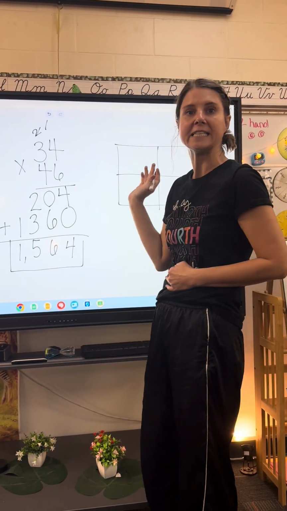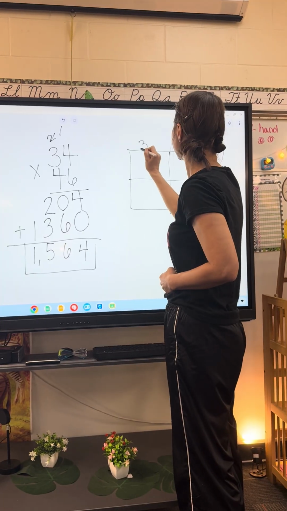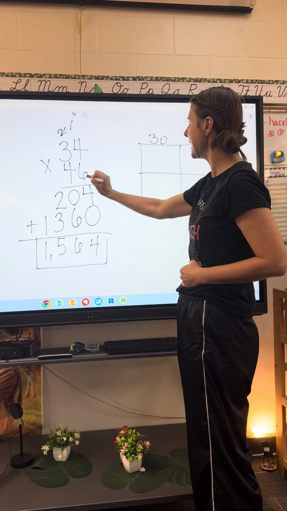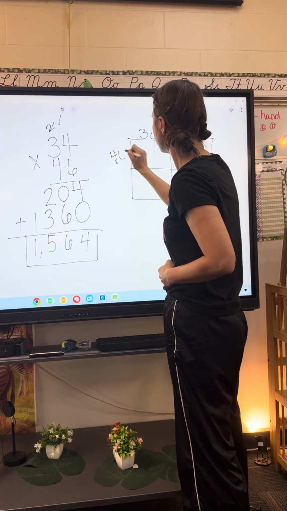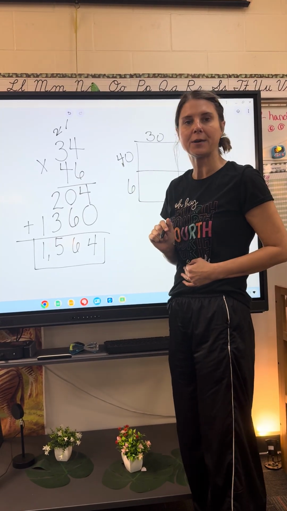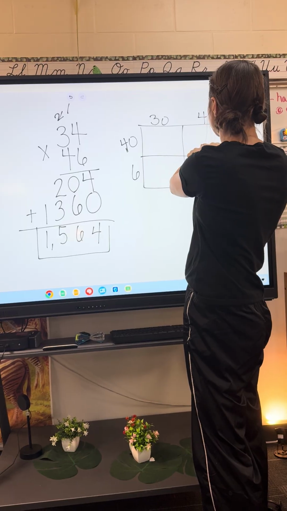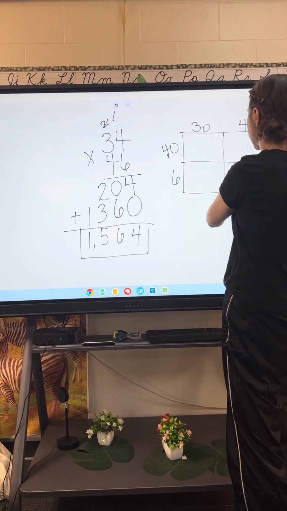So 34, we're going to decompose that number. That 3 is not just a 3, it is a 30. That 4 is just a 4. Now 46, that 4 is not just a 4, it is a 40. And that 6 is just a 6. Now we're going to multiply 40 times 30, 40 times 4, 6 times 30, 6 times 4.